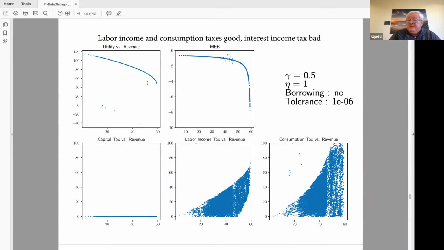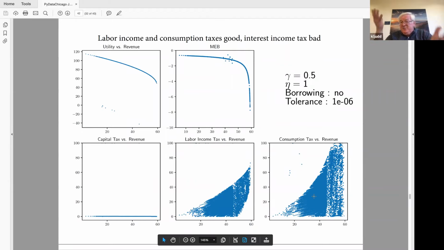We have 3 kinds of taxes we look at: interest income tax, labor income tax, and the consumption tax. What we find again is that when we plot out, here's the utility versus revenue Pareto frontier. Again, when we look at the Pareto frontier, capital tax is always 0. Labor and consumption tax can be mostly anything, but that's because they're kind of perfect substitutes for each other. So there's no such thing as an optimal labor tax or optimal consumption tax. You have a big menu.